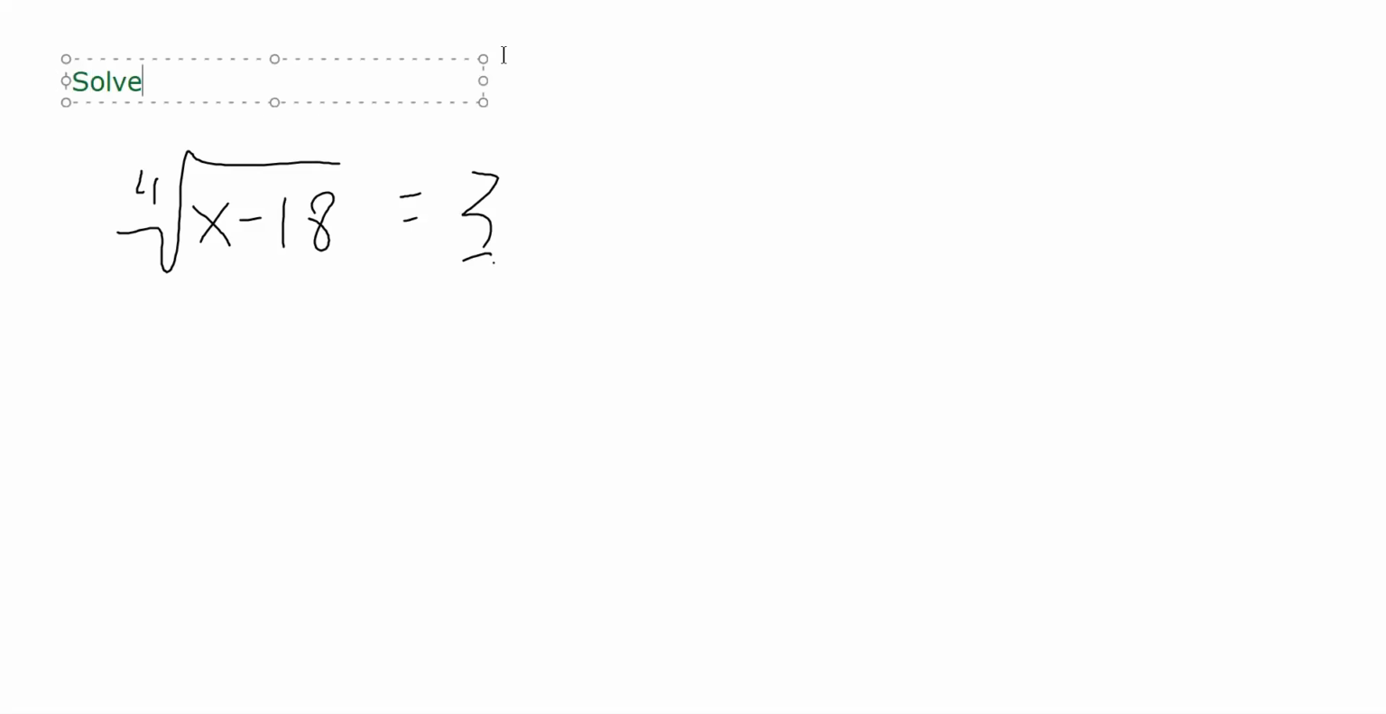So let's say we wanted to solve this equation, the fourth root of some expression x minus 18 is equal to 3. Our goal is to solve this equation. Let me draw a better 3 than that. That works. Well, one thing we should bring up, how would I solve that?